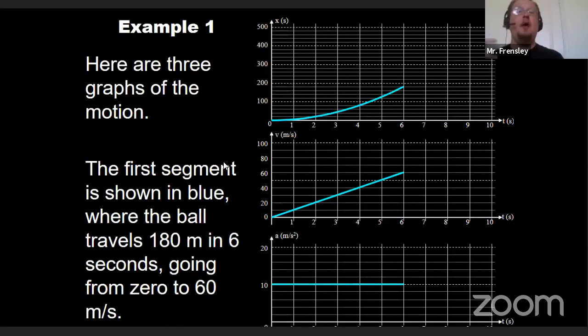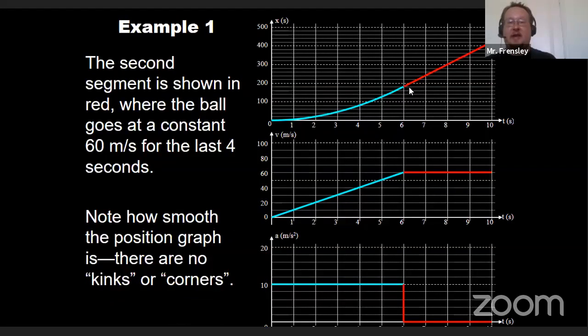So by the way, I want to show you the graphs of this, because I always feel like it's important to not just do math, but to always do something pictorial along with the math. So here's the first segment right here. You can see the object going 180 meters in 6 seconds, speeding up to 60 meters per second in 6 seconds, constant velocity of 10.